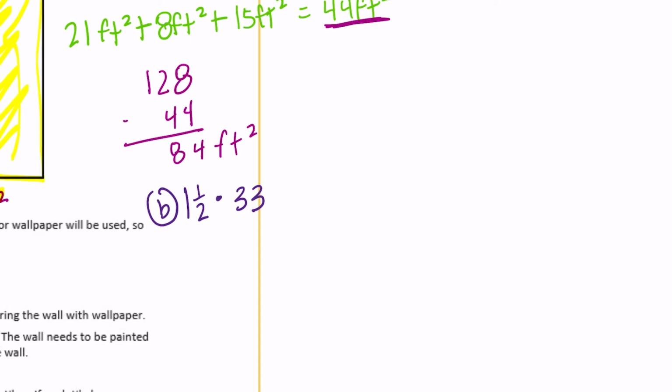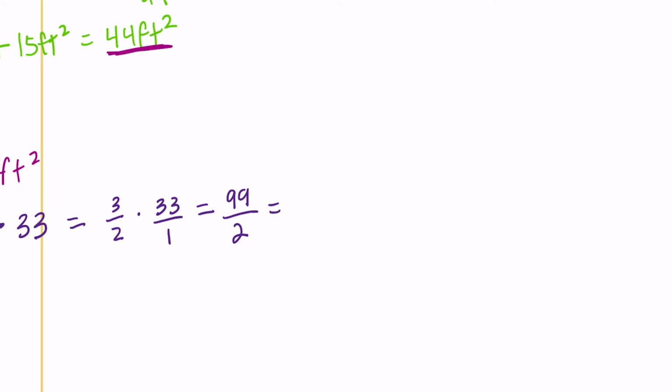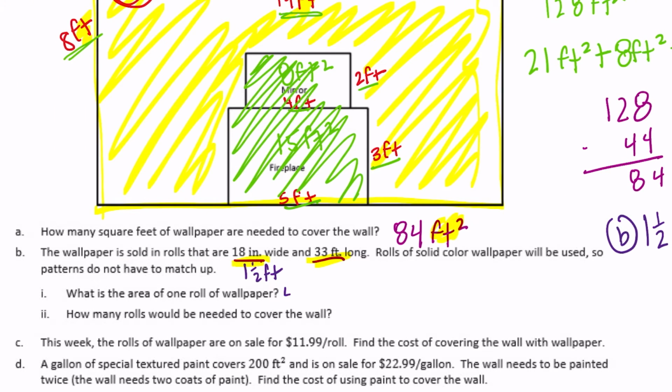So let's do 1.5, I'll make that an improper fraction. 3 halves times 33 over 1. 3 times 33 is 99 over 2. And 99 divided by 2 would be equal to, well, 100 divided by 2 is 50, so 99 divided by 2 would be 49.5 feet squared for one roll of wallpaper. So one roll of wallpaper is 49.5 feet squared.